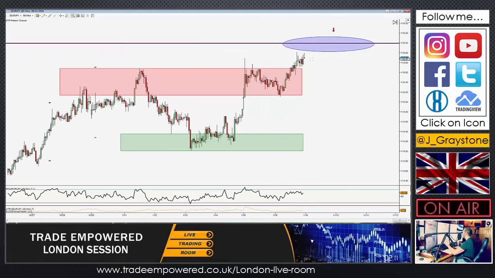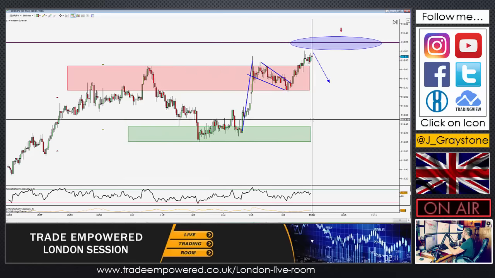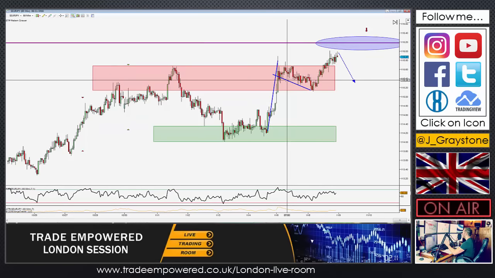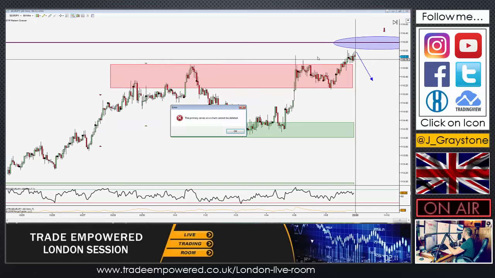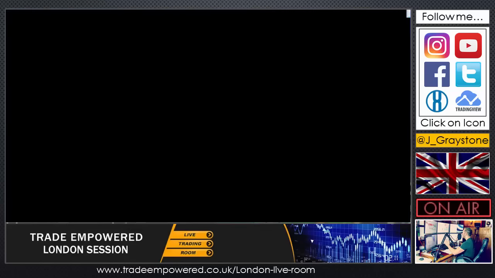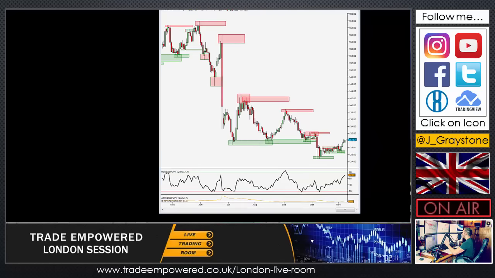So be mindful of that. But if you're looking to get long, you'll be looking for a pullback to retest this level here. In fact, this is one of the descending wedge patterns that we identified earlier on. All right, so nothing on this pair, guys. Not a lot on this pair at all. I'm going to clear all this off, and we'll just wait and see what happens. It's quite a good time to be out of the markets for me personally, because we're not missing much.